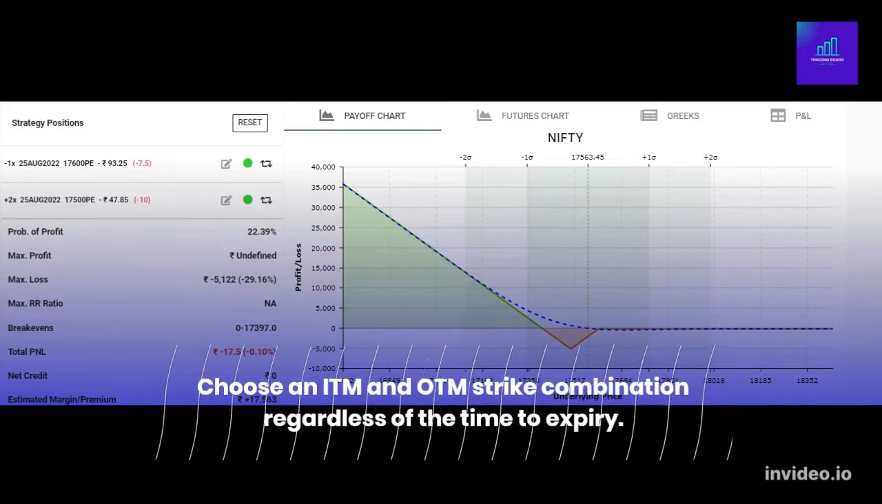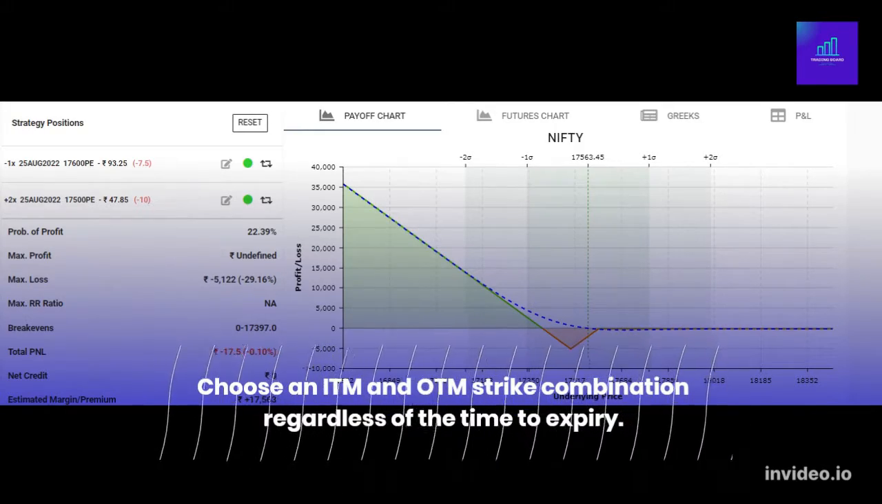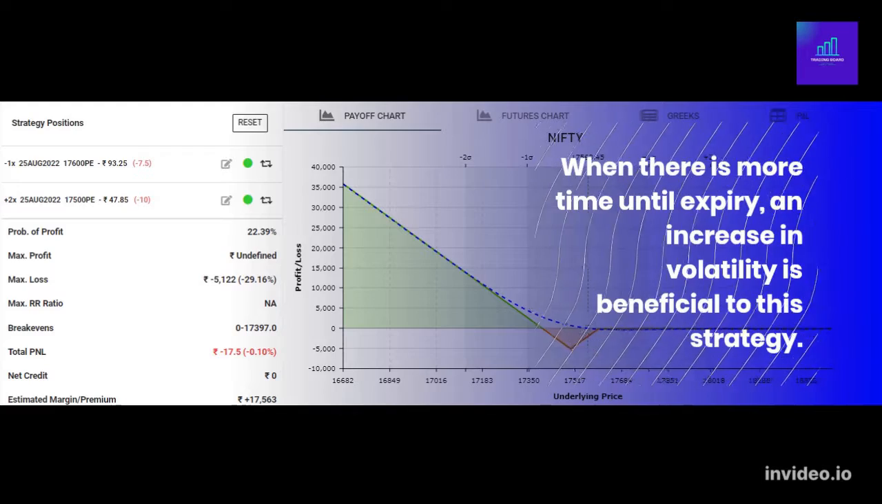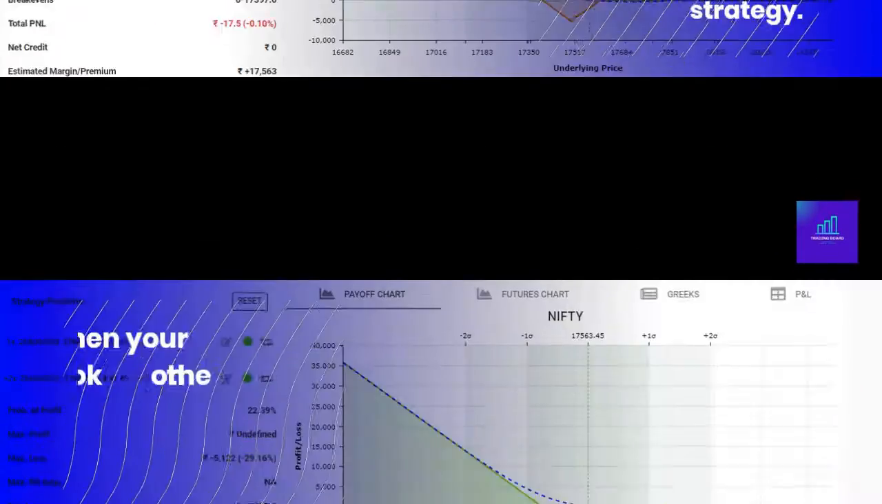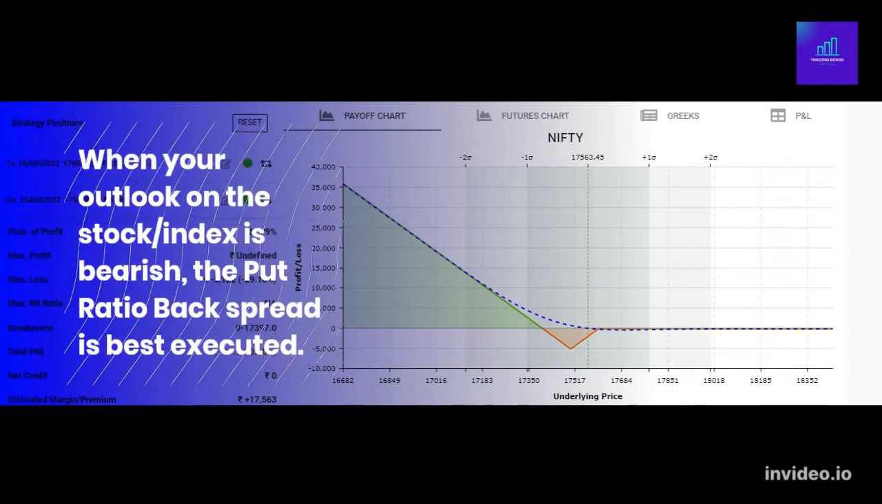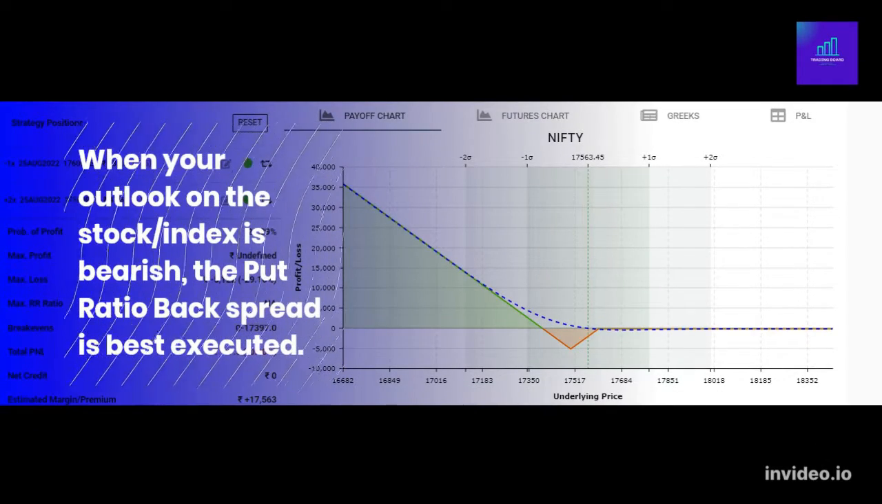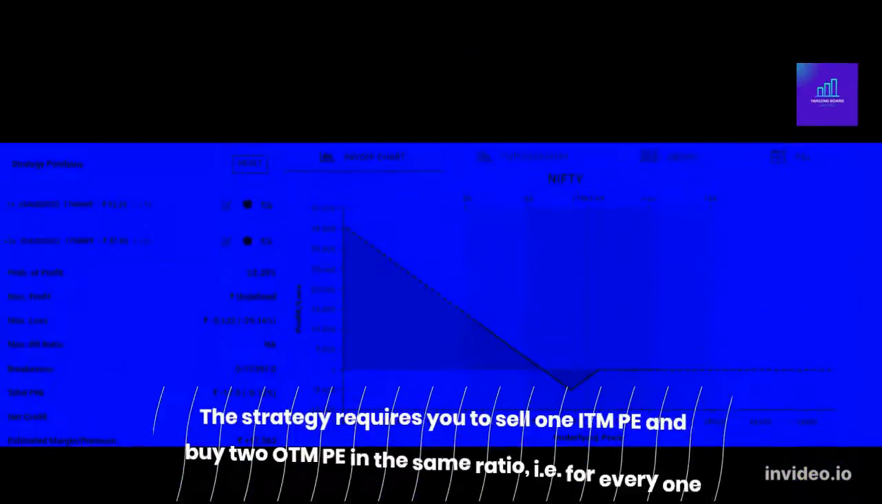Choose an ITM and OTM strike combination regardless of the time to expiry. When there is more time until expiry, an increase in volatility is beneficial to this strategy. When your outlook on the stock/index is bearish, the put ratio backspread is best executed.